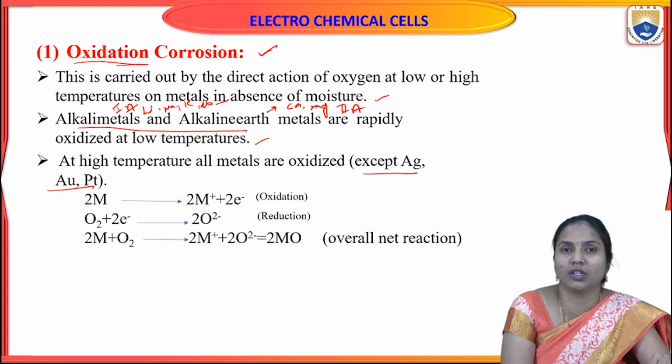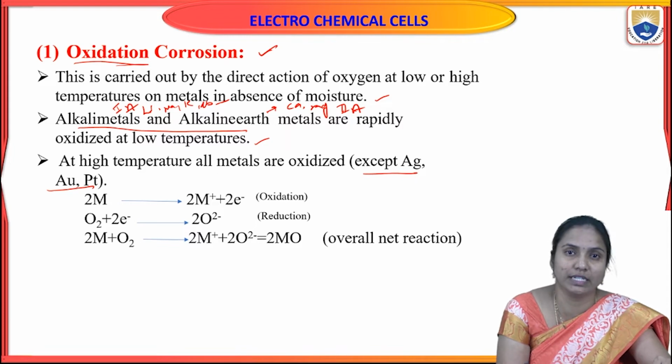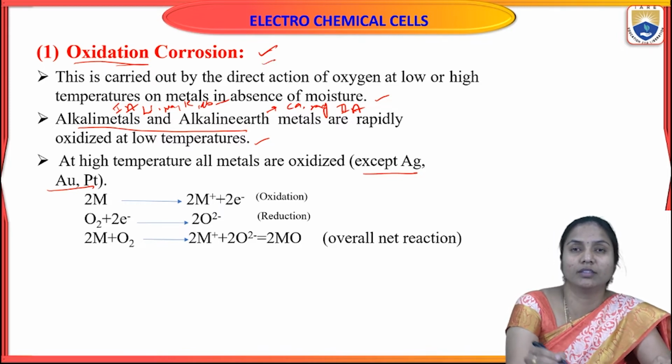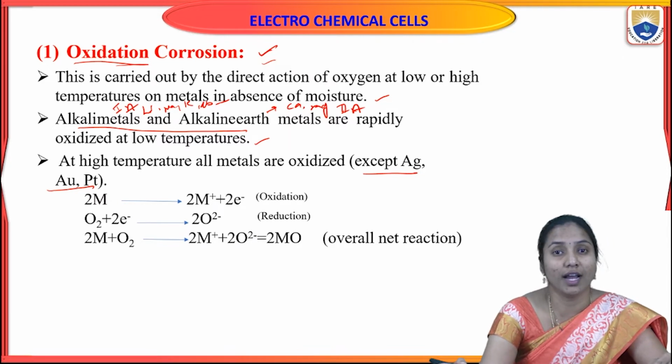Why don't these noble metals undergo corrosion? Because these metals have high corrosion resistance. Now let's recap oxidation corrosion: direct chemical action of oxygen on the metal surface. When the metal interacts with atmospheric oxygen, it forms a metal oxide layer on the metal surface. This type of corrosion occurs at high or low temperature, usually in absence of moisture. That's why it is called dry corrosion.